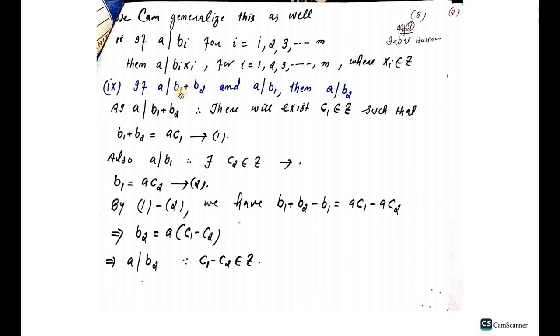Here, if a divides this sum and if a divides b1, then a divides b2. As a divides this sum, there will exist an integer c1 such that b1 plus b2 will be equal to a c1. Also a divides b1, this is given, so there will exist an integer c2 such that b1 will be equal to a c2. Now here we have two results. This is result 1, and this is another result.